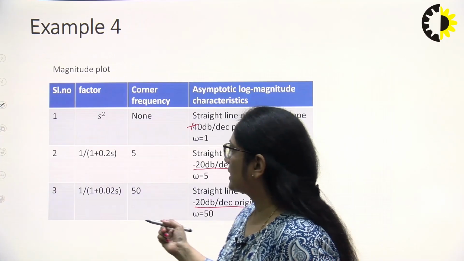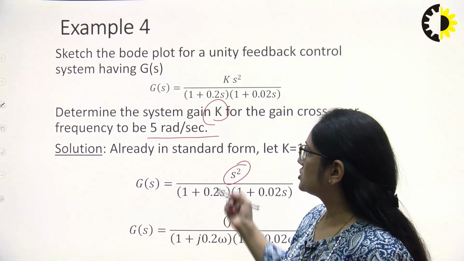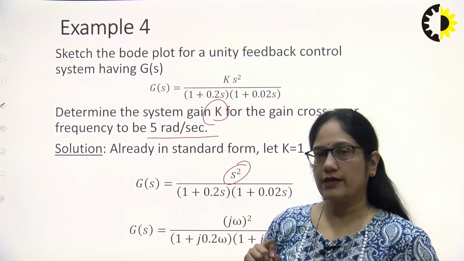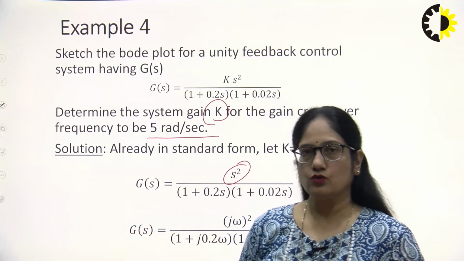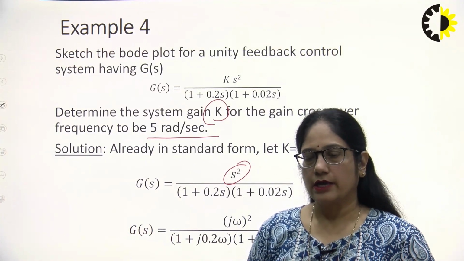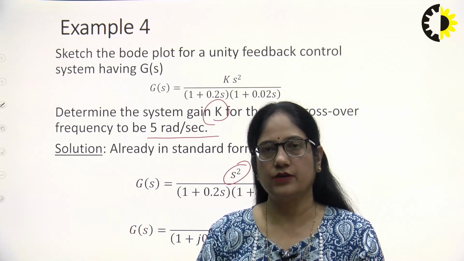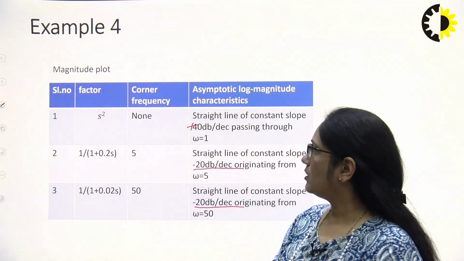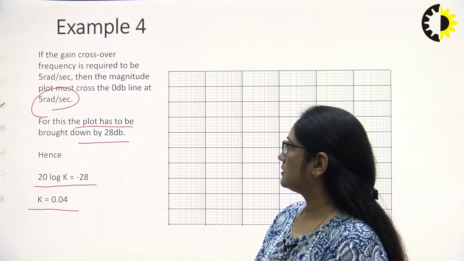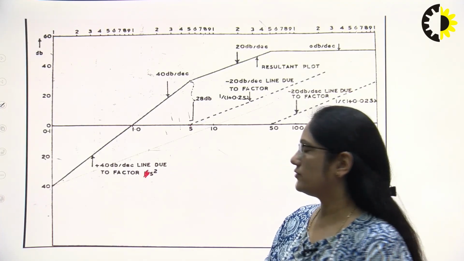So thus, looking at the sketch, we can change the value of gain to set particular gain crossover frequency, phase crossover frequency, or to adjust the gain margin and the phase margin.